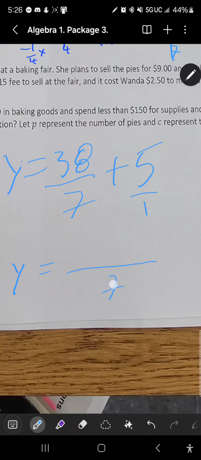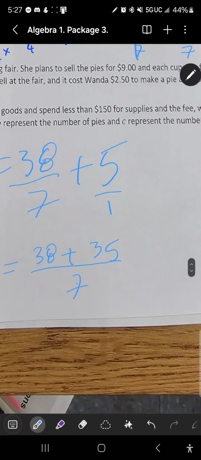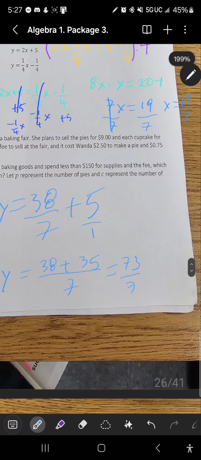So 7 divided by the first denominator, which is 7. 7 divided by 7 is 1. 1 multiplied by 38 is 38. Now, 7 divided by 1 is 7. 7 multiplied by 5 is 35. I'm sorry, my mind is already ahead. This is the same.